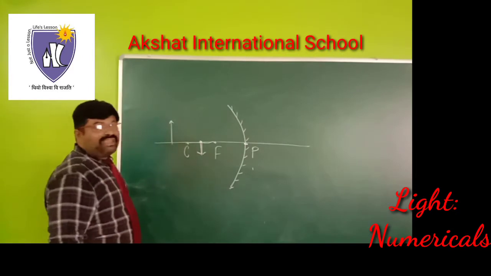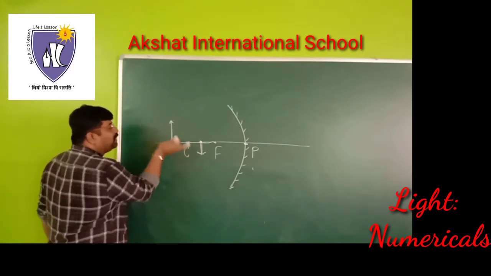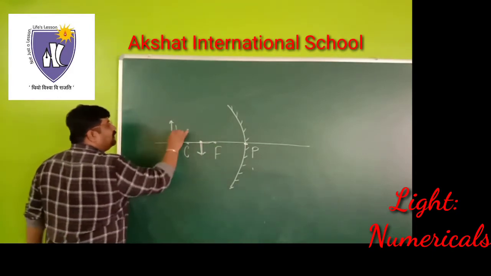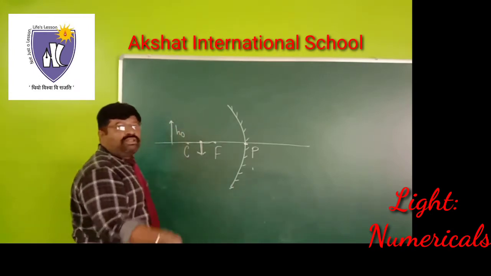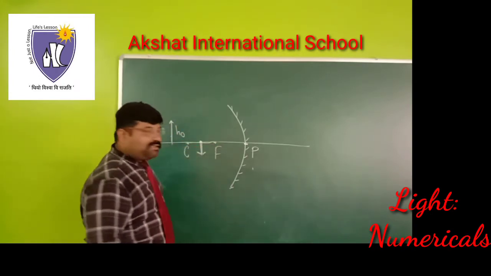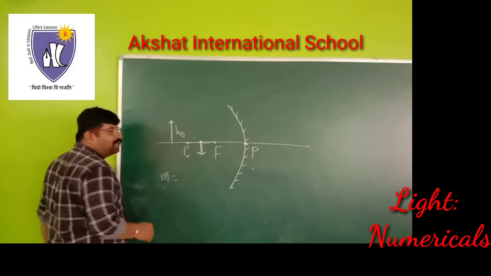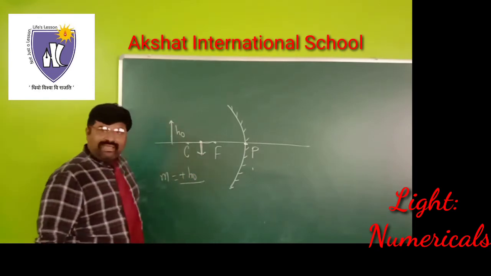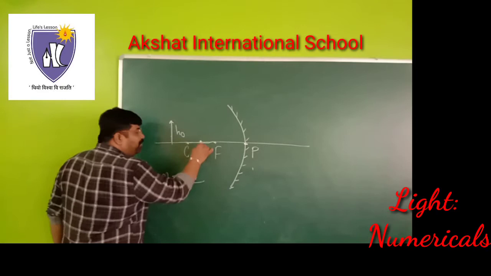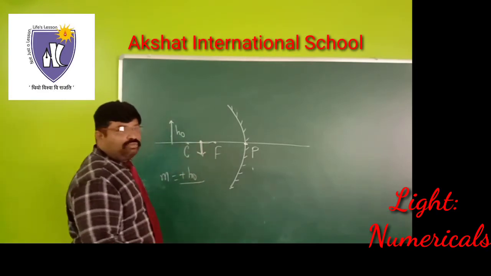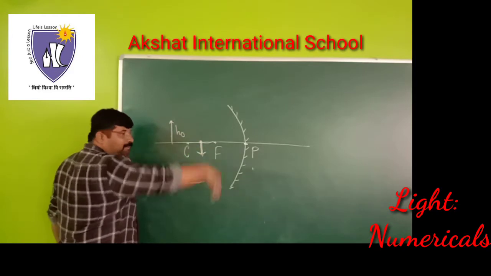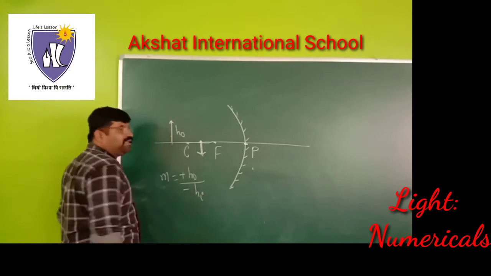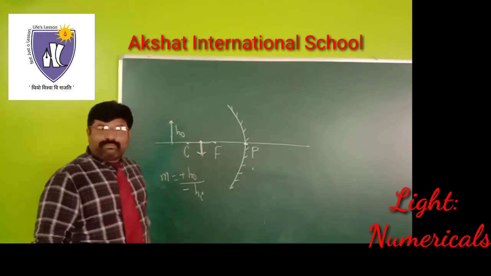By sign convention we can see that the object is kept above the principal axis. That means HO is positive, because all calculations above the principal axis are taken positive. So if I have to mention the sign, I'll write plus HO. The image which is formed is an inverted image, and if it is inverted then it will be below the principal axis, so we take it negative. So here the image formed is negative, that is minus hi by ho.